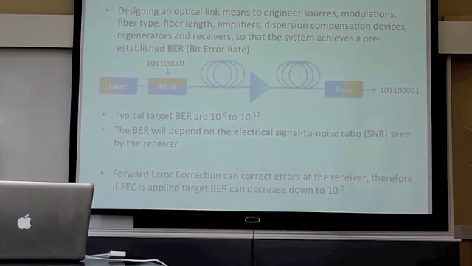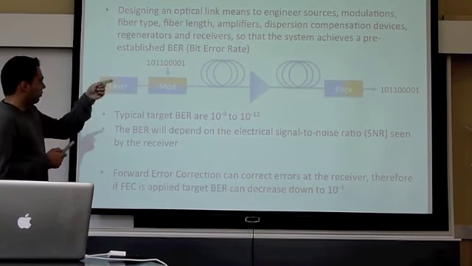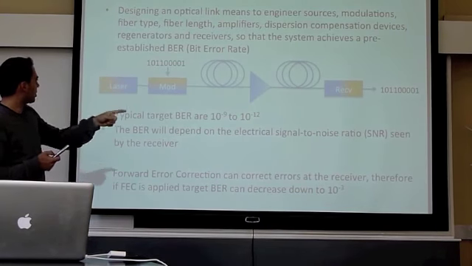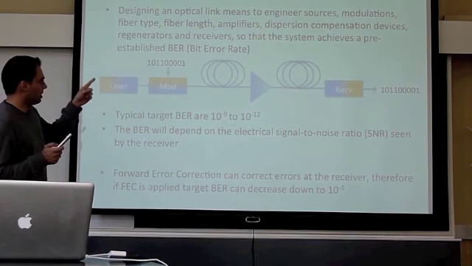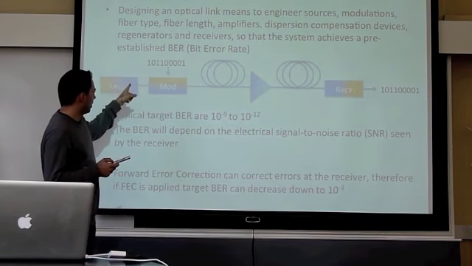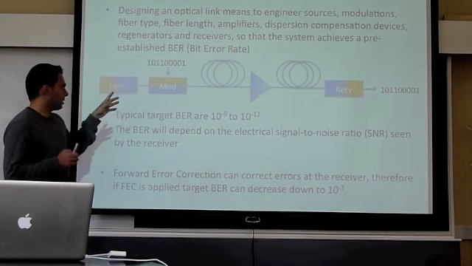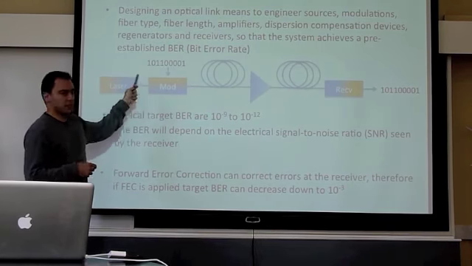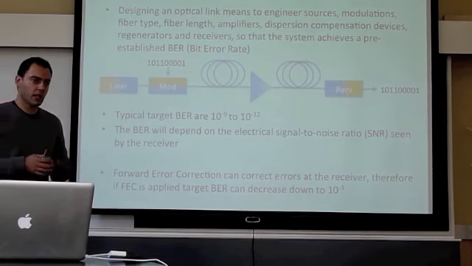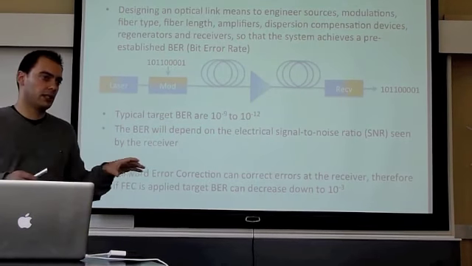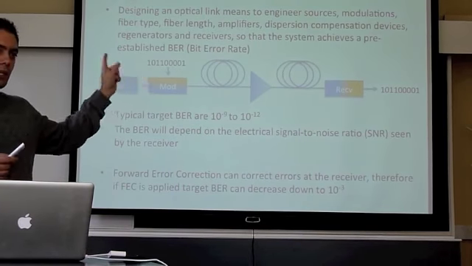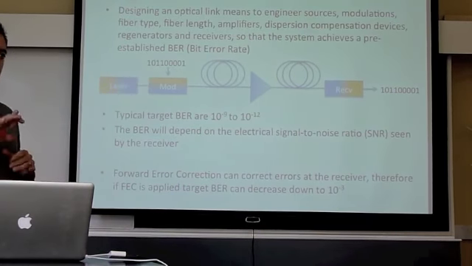So what's important in there? An optical link basically means that I have to engineer sources, modulation, fiber type, fiber length, amplifiers, dispersion, regenerators, maybe the receiver, so that at the end I achieve a small bit error probability. Ideally, I want at the end the exact same signal that I had originally. I transmit a bit pattern, and no matter how long I go, no matter what happens, I want to retrieve the exact same patterns with no errors.